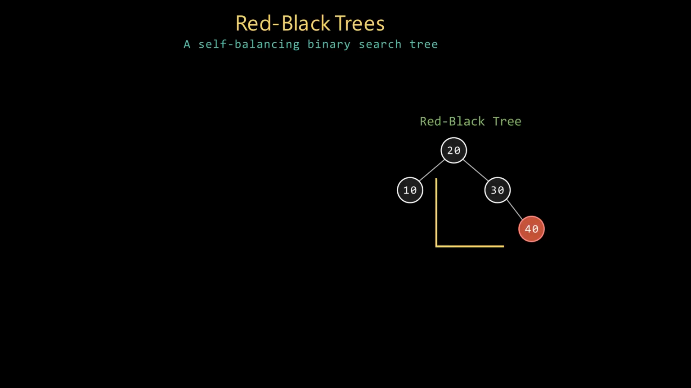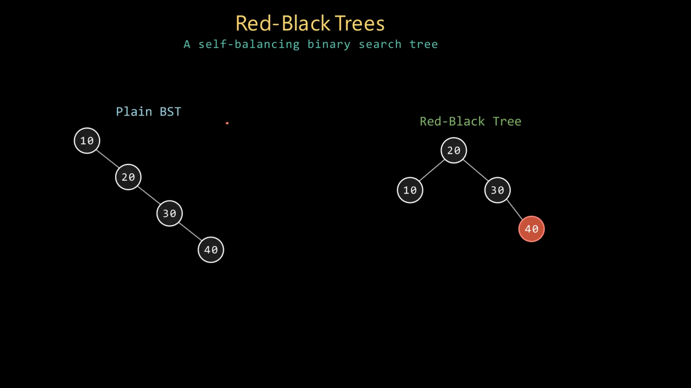A red-black tree is a binary search tree that keeps itself balanced using one extra bit of information. Each node is colored red or black. The problem is that a normal binary search tree can become a chain. If we insert sorted keys, search can degrade from logarithmic time to linear time.